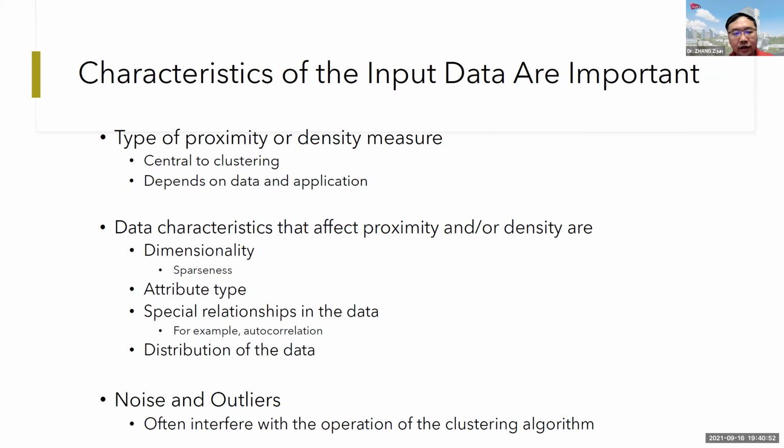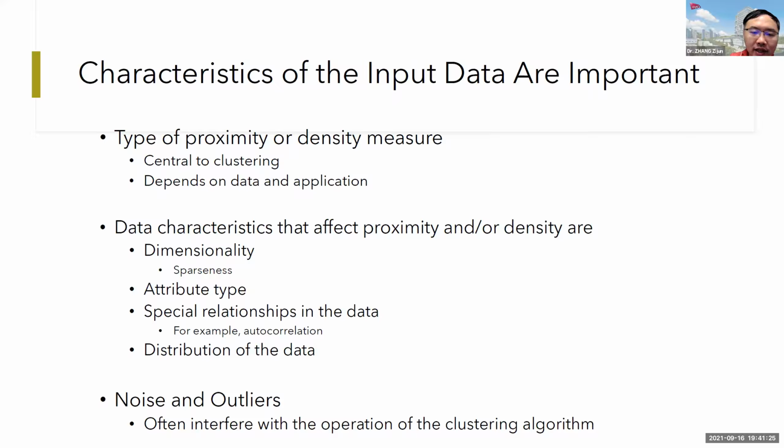And also in clustering, the characteristics of the input data are also important. First, we need to consider the type of proximity or the density measured in the data points. Okay. So the proximity or the density measure also depends on different data characteristics and applications.